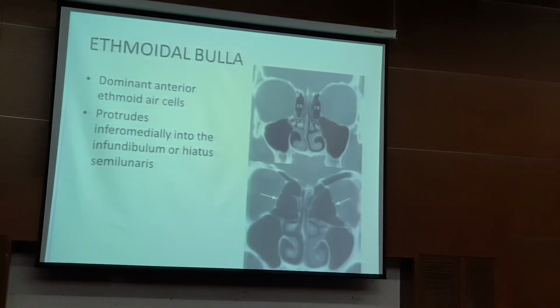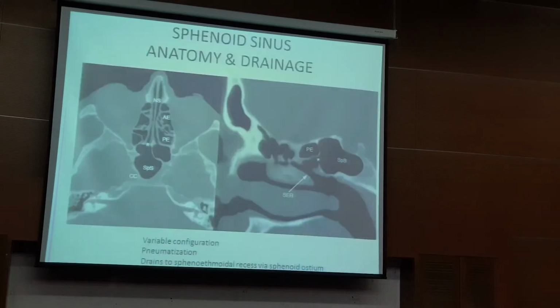Okay. Next would be ethmoidal bulla. This is a dominant anterior ethmoid air cell, and you can see that it protrudes inferomedially into the infundibulum or hiatus semilunaris. This is important because it will cause obstruction to the osteomeatal complex, and would then lead to various complications. And here is another example of an enlarged ethmoidal bulla. And look at the osteomeatal complex, everything is being pushed down.